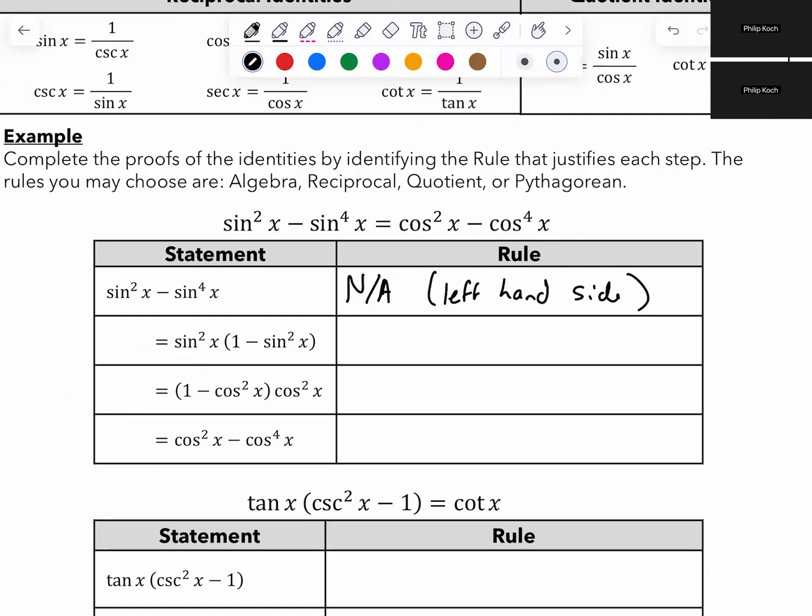sine squared x and get sine squared x times 1 minus sine squared of x. What is that? Is that algebra or an identity? It's just algebra. We're factoring. Because we're just factoring out, it's algebra. You don't need to write "because factoring out." You just write algebra, but the reason it's algebra is because we're factoring.